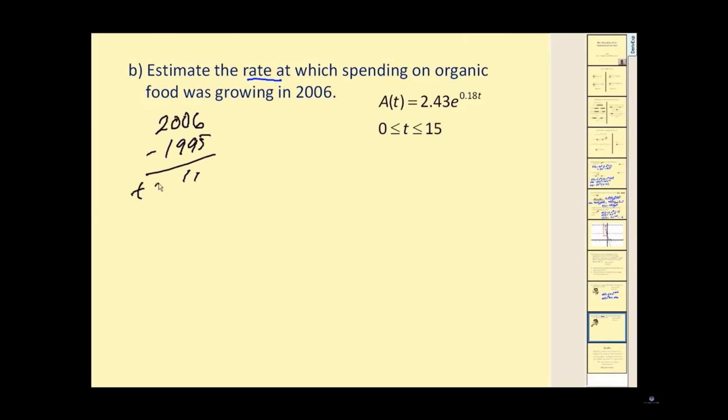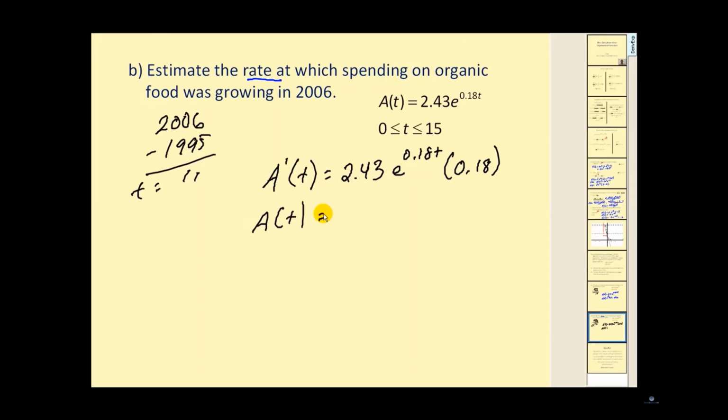That's going to give us a t value of 11 for this question. But on this one, we want to find the rate of change. We need to find the derivative. Remember, the derivative of this would be e to the u times u prime, where u prime would be 0.18. So simplifying this, we would obtain the derivative function here. And now we need to evaluate this at t equals 11.